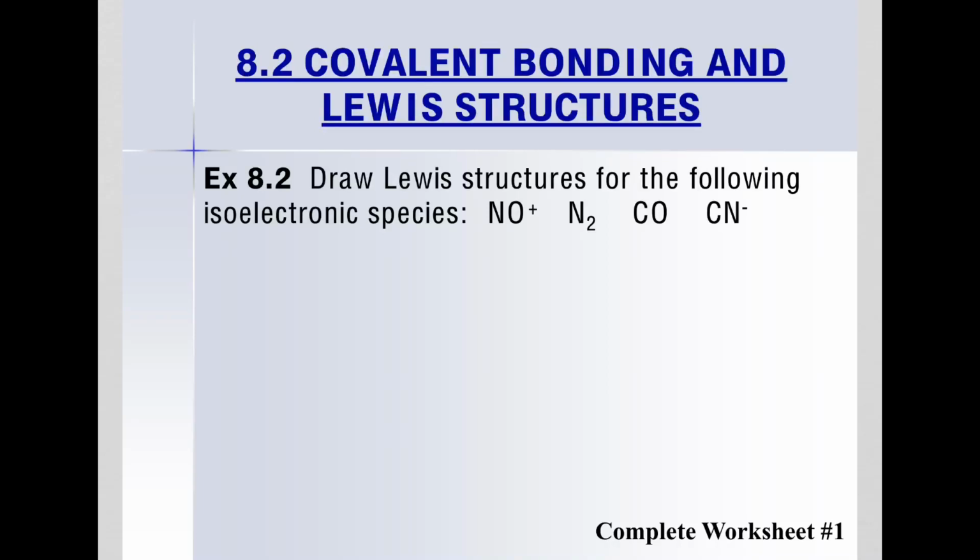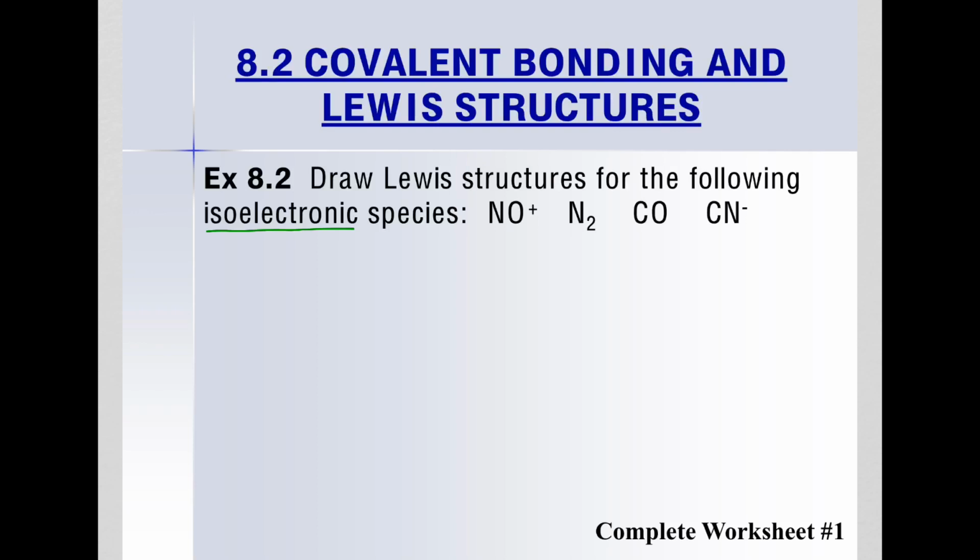Okay, so to start off, I'm going to have you do example 8.2 as a bit of a refresher to see if you can draw Lewis structures for these four substances. Now notice it says that these are all isoelectronic. If you forget what that means, they all have the same number of electrons.